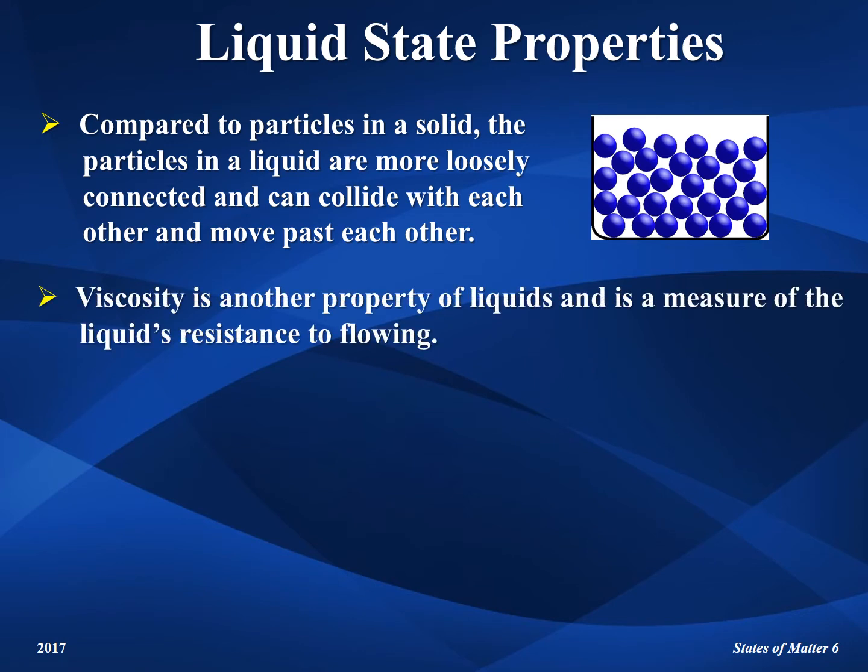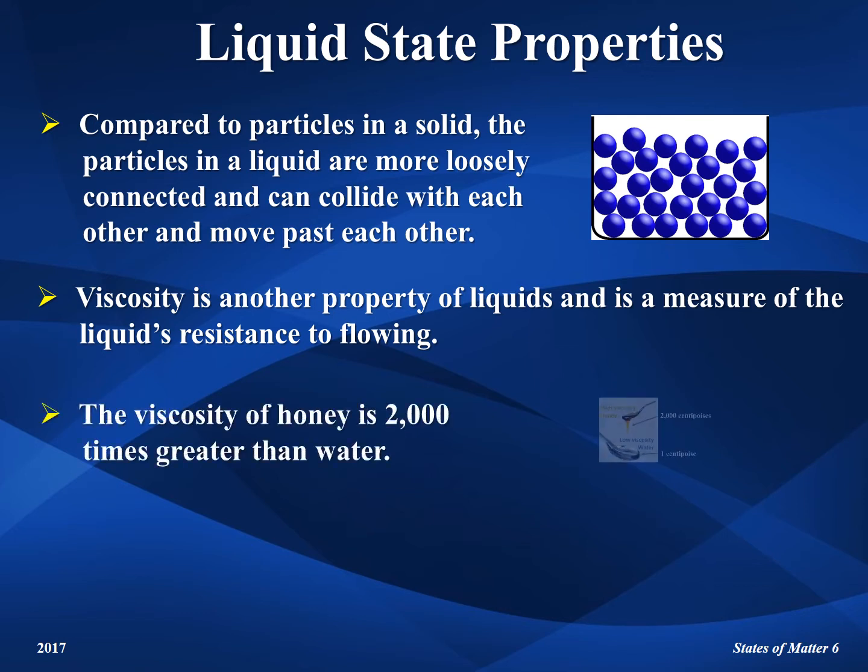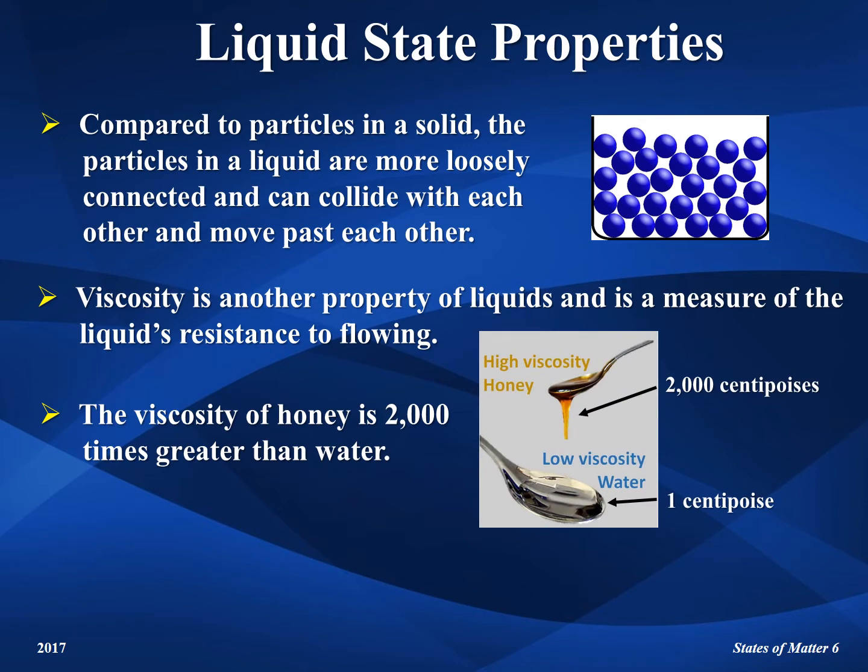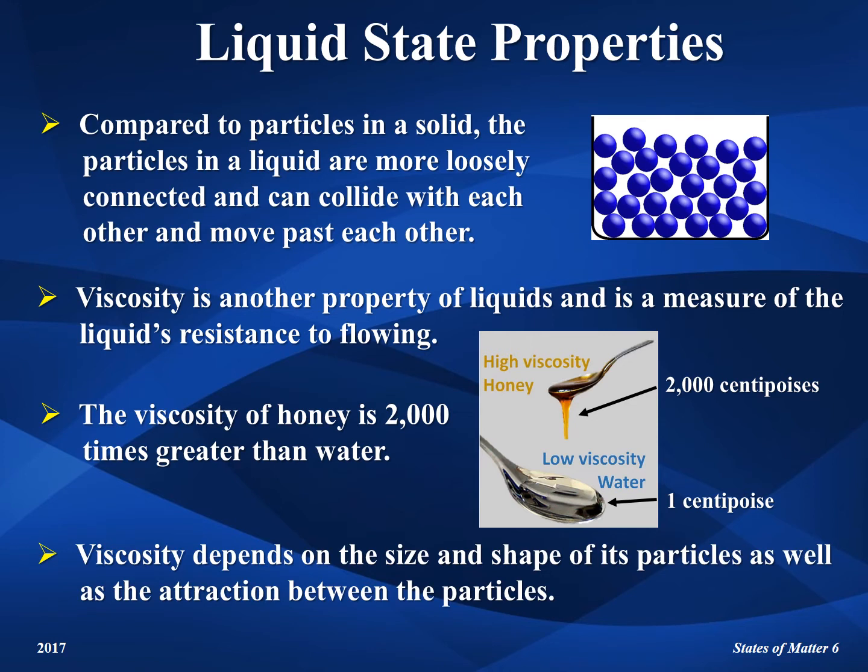Another property of liquids is viscosity, which is a measure of the liquid's resistance to flowing. The unit of measure for viscosity is the centipoise. Honey is a liquid with a high viscosity of 2000 centipoises, while water has a low viscosity of 1 centipoise. Thus, honey has a viscosity that is 2000 times greater than that of water. Viscosity depends on the size and shape of its particles, as well as the attraction between the particles.